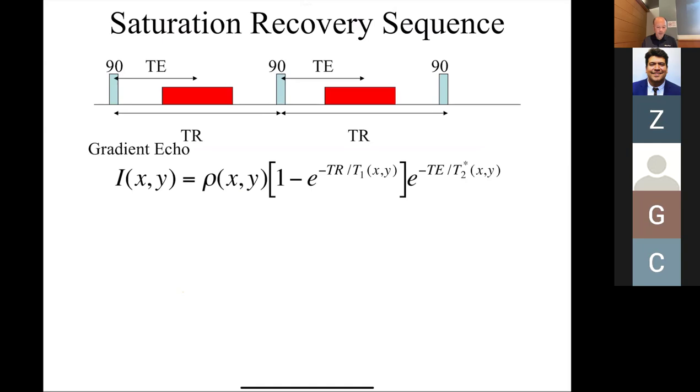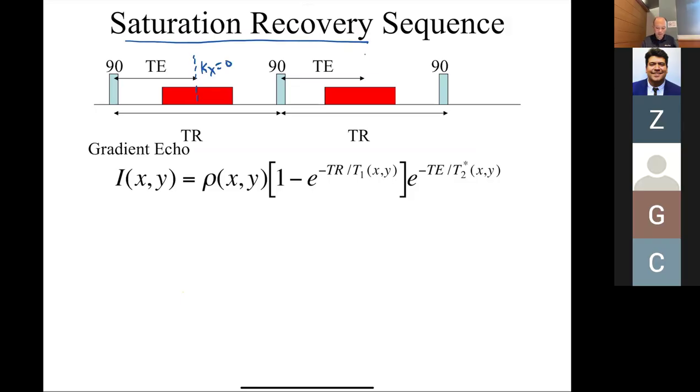Okay. So what we're going to do is what's called a saturation recovery sequence. Basically, we apply a 90-degree pulse and we collect one line of K-space, right? And the idea is we collect the center of K-space at the center of the readout, where Kx equals 0.